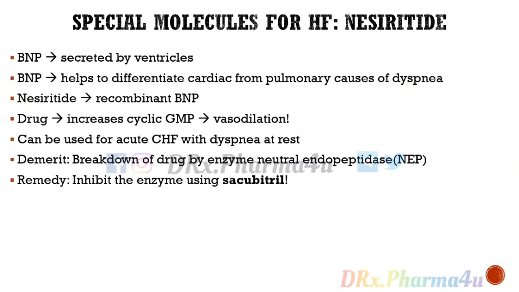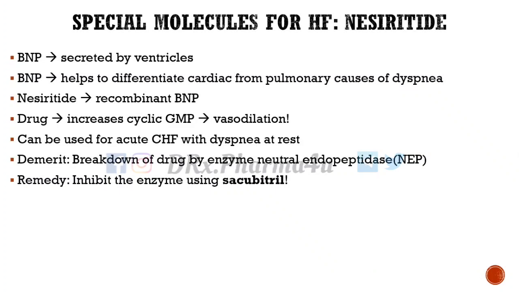The problem with this is that there is an enzyme known as neutral endopeptidase that will actually break down this molecule. So the plasma drug concentration will not be achieved sufficiently, as a result of which you will not get the benefits of this molecule. That is why we can use a combination known as sacubitril. Sacubitril actually blocks this enzyme.